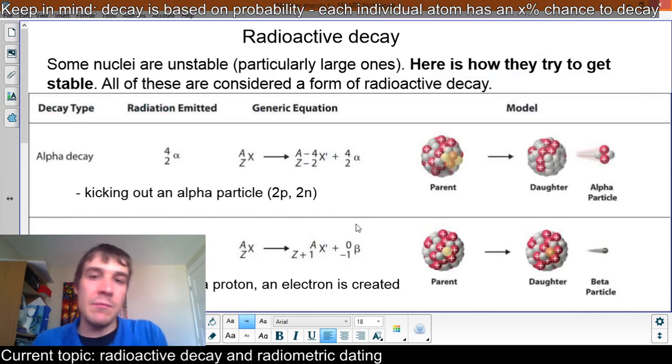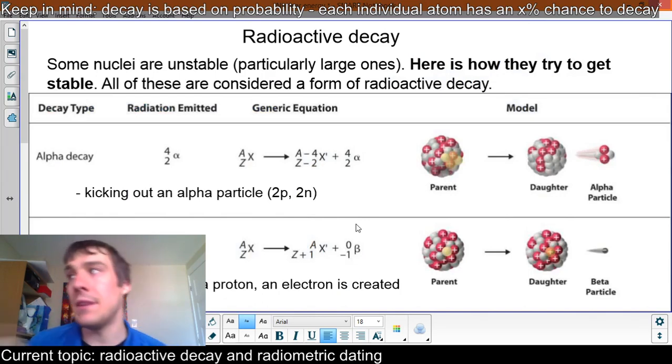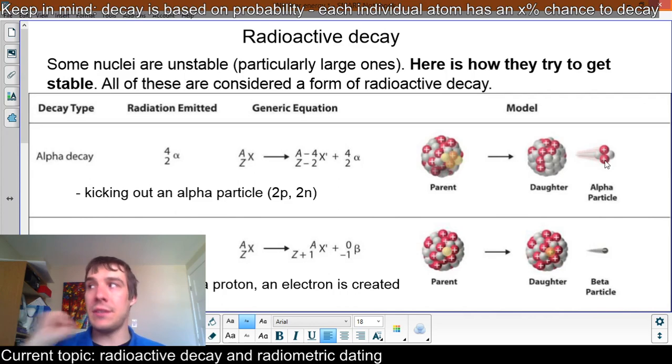Here's a few different modes of radioactive decay. They'll try to get to a more stable thing. If they have an odd number of protons, they might want to get an even number of protons. If an odd number of neutrons, they might want to get an even number of neutrons. If they have too many of one thing, they might even try to kick it out. So here's a few different decay modes. Alpha decay, they kick out essentially a helium nucleus, so 2 protons and 2 neutrons that are still bound together. It just gets kicked right out.